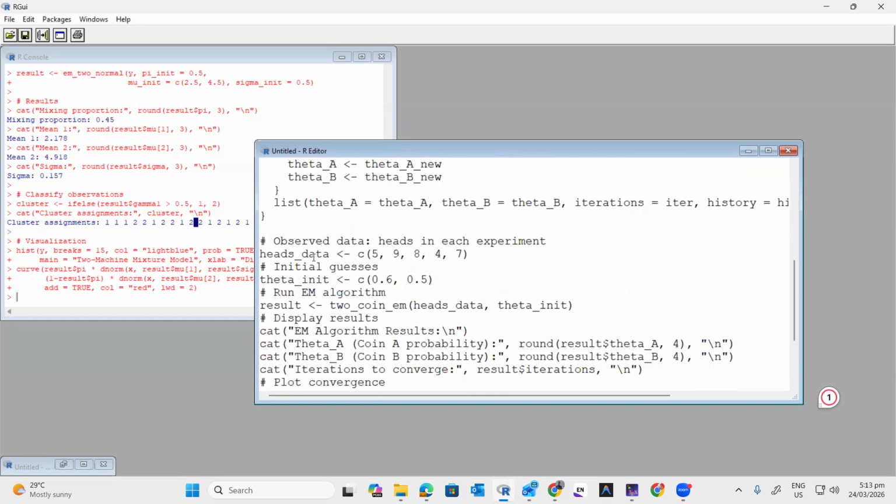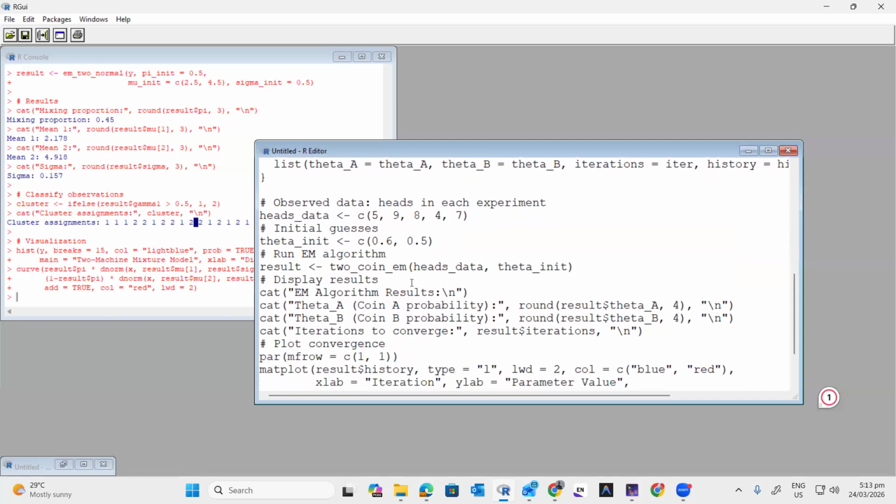in this data set, we are going to use the data, total number of heads 59847. So definitely we can easily calculate the total number of tails here. All right, but we need only the number of heads. So for the initial guesses, we are giving theta initial 0.6 and 0.5. Okay, and then we will run the EM algorithm.